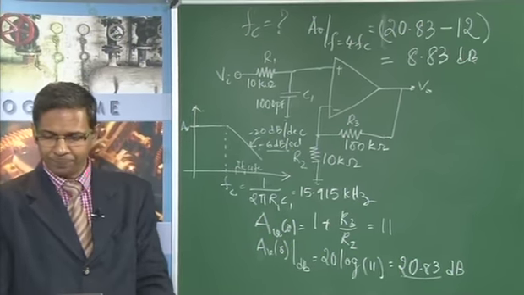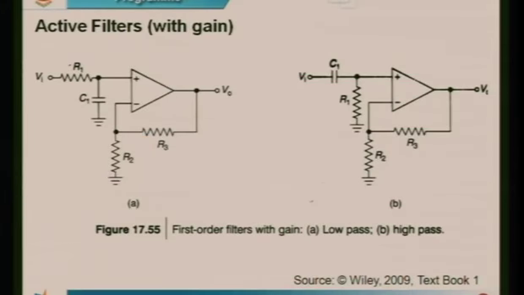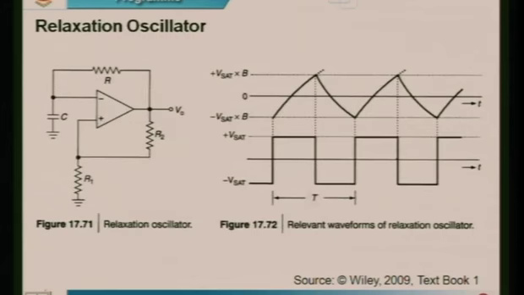Now moving on, the next set of applications that we are going to study using op-amps are what we call a relaxation oscillator. Now what is an oscillator? An oscillator is something which can generate waveforms. The waveforms can be of different types. They can be triangular waveforms, or a square waveform. The circuit that we are showing here is that of a square wave generator.